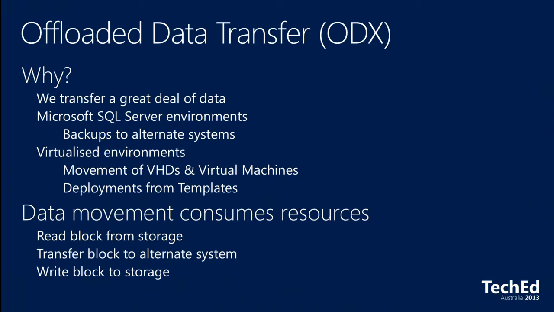These data movements are going to cause bottlenecks, obviously. So if I'm copying a VHD through a network, whether it's fiber channel or Ethernet, I'm going to congest that network. I'm adding extra load to it, as well as I'm adding extra load to the server. So these are all the drivers of ODX.